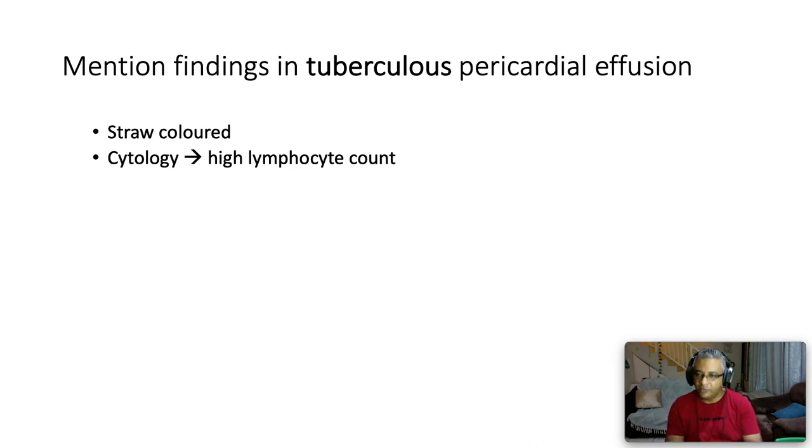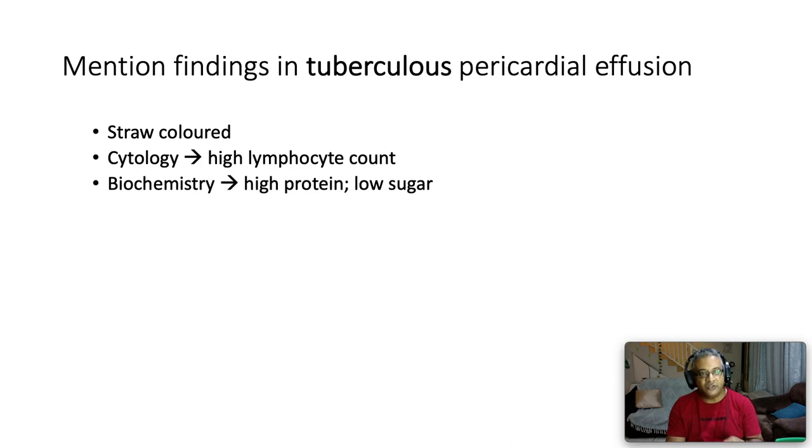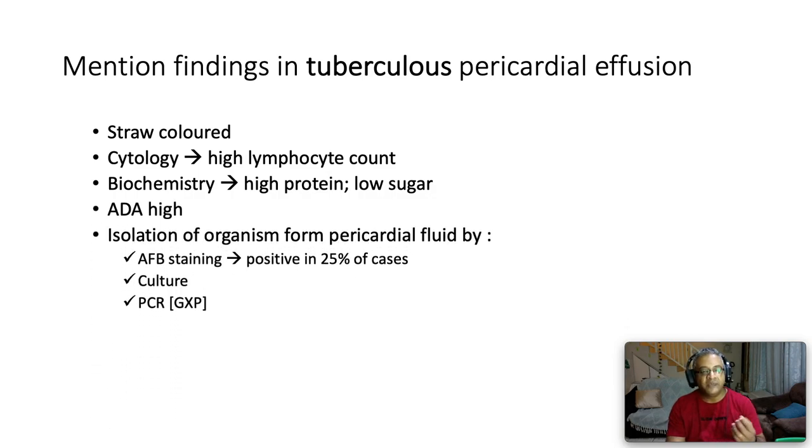So if you do a pericardiocentesis and you look at that pericardial fluid macroscopically, it's straw-colored. Cytology would give you a high lymphocyte pleocytosis. Biochemistry will demonstrate high protein with a low sugar. Your adenosine deaminase is high, typically over 40 units per liter. And you can actually isolate that organism from pericardial fluid by acid-fast bacilli staining, but the yield is not that great. It's positive in about 25% of cases.